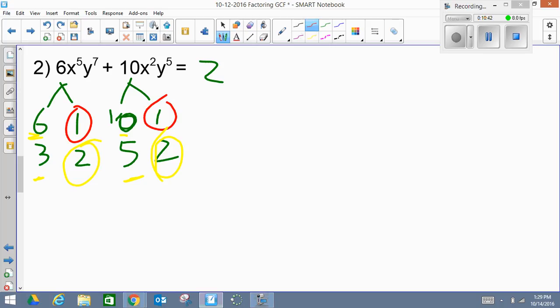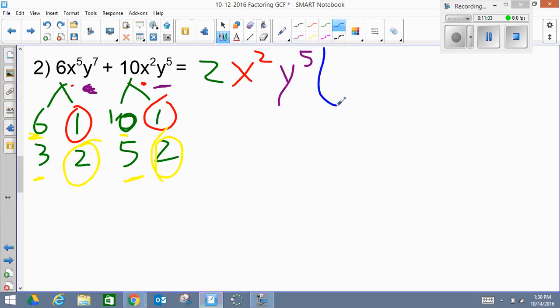Now x. Is the x a common factor? Yes. X to the 5th, x to the 2nd. I choose the one with the lowest exponent, x to the 2nd. The y. Y to the 7th, y to the 5th. I choose the y with the lowest exponent, y to the 5th. Now I'm ready to open my parentheses.